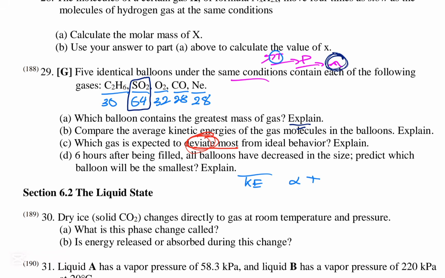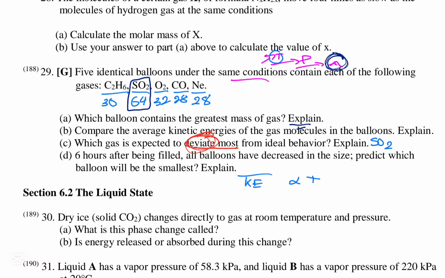So the heaviest gas is usually the one that would deviate the most. Why? Very simply, SO2, because it has the largest molecules and the largest electron cloud size. So its particles occupy the largest space and have the strongest intermolecular forces between them.